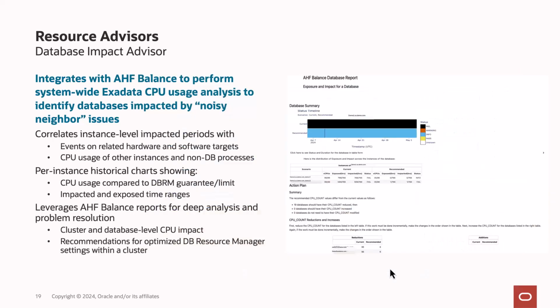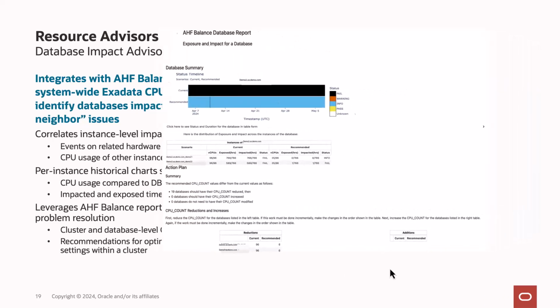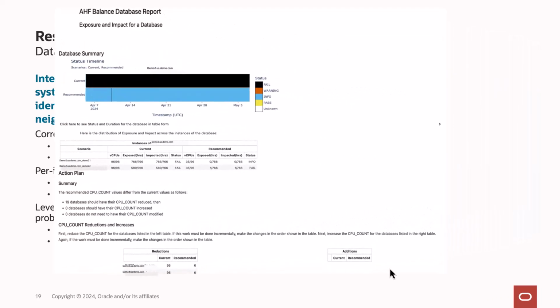It is an advisor, so we provide advice as well. And advice is provided by the AHF balancing report. The report provides information on how to set CPU count on all databases to minimize exposed and impacted hours. So it could be to increase CPU counts on some databases, decrease on others, and no change on some databases.